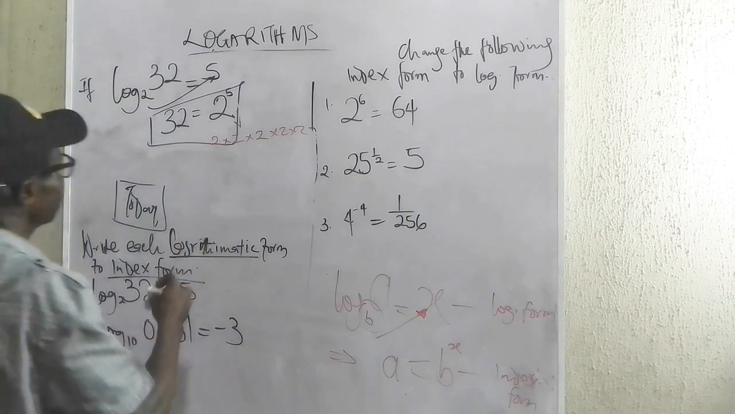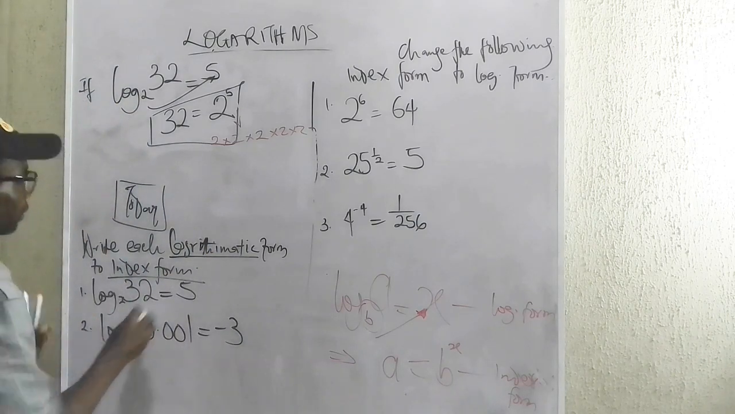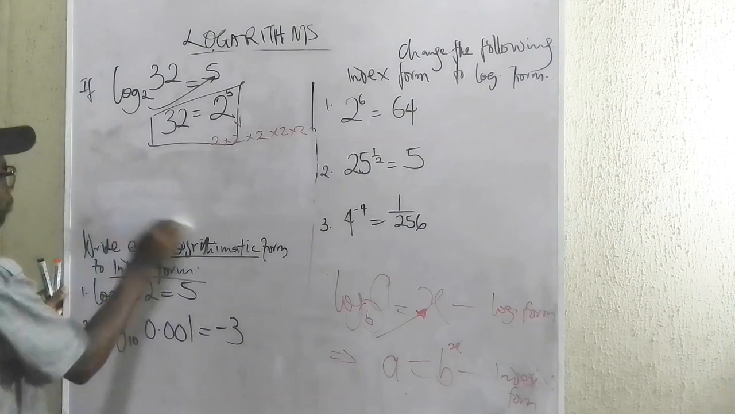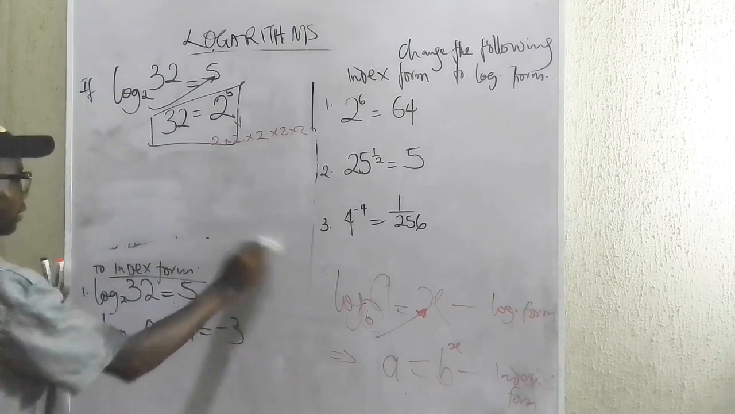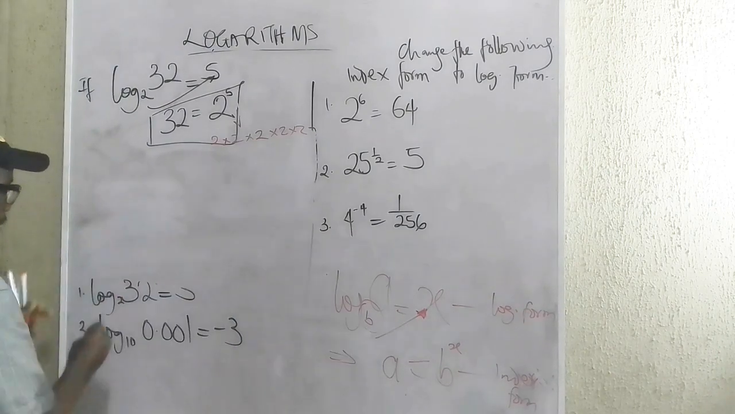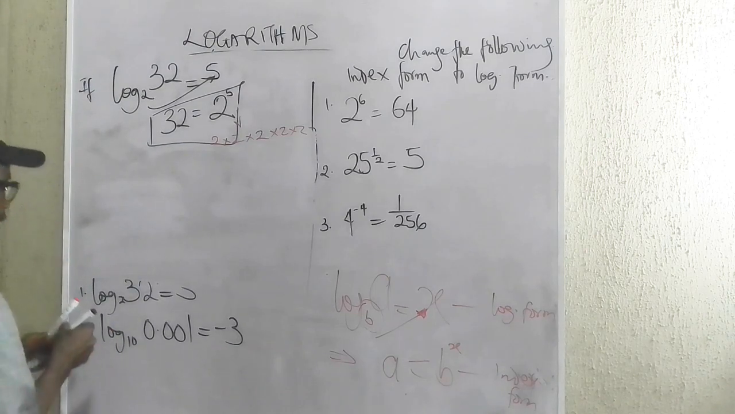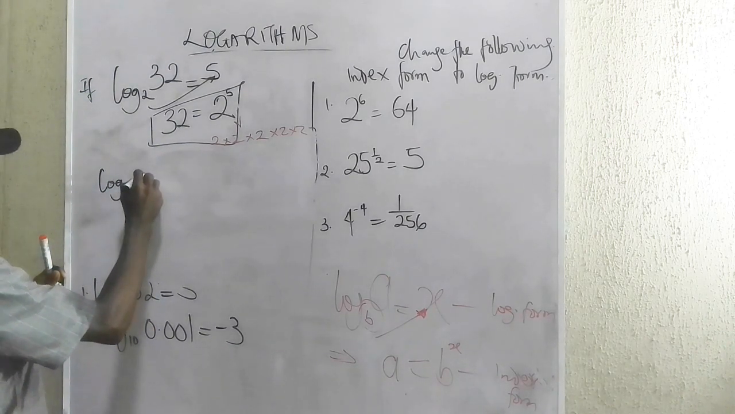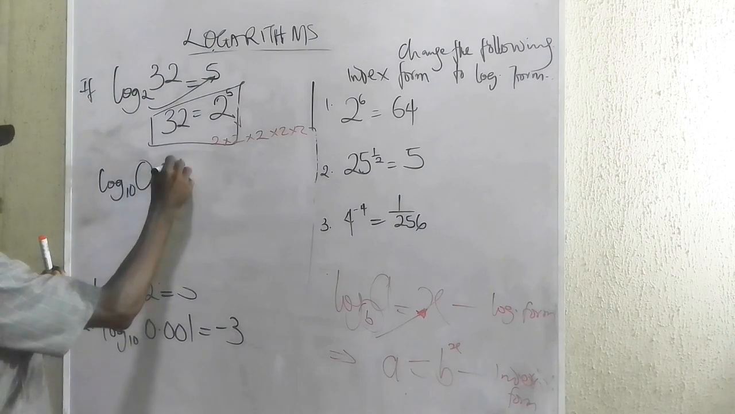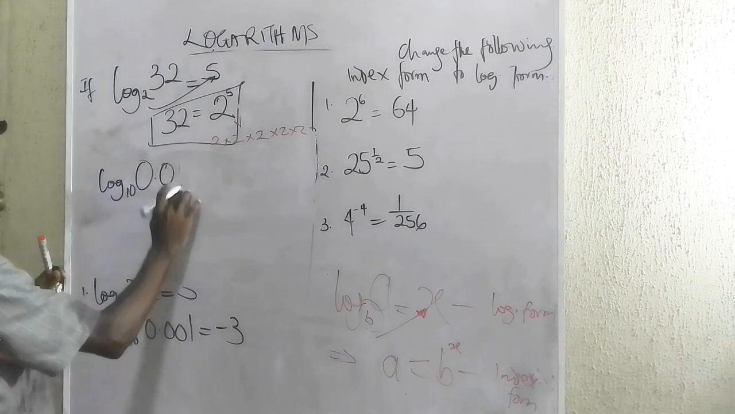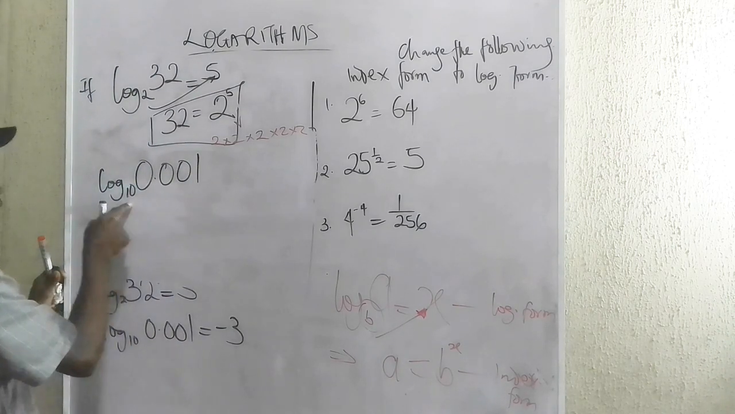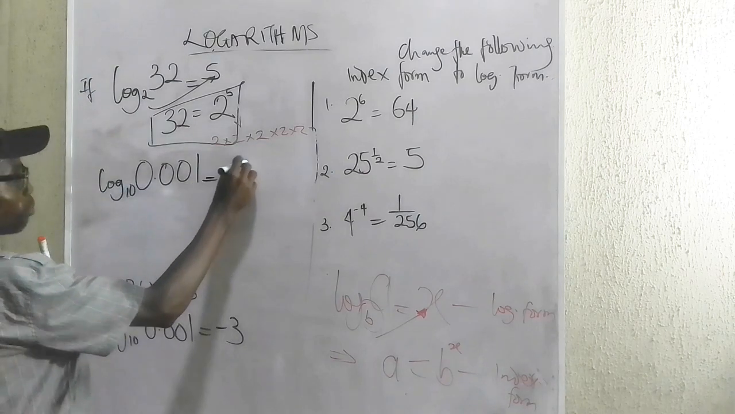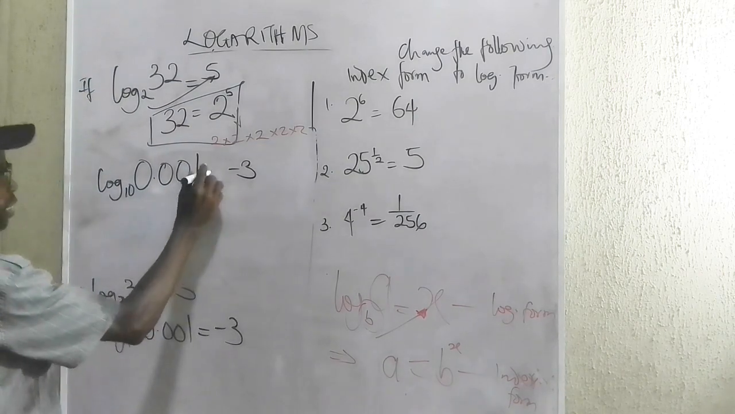Now let's take the second one. This is the second series. You convert this to the logarithmic form. You have log 0.001 in base 10 is actually equal to minus 3, and that's the truth.